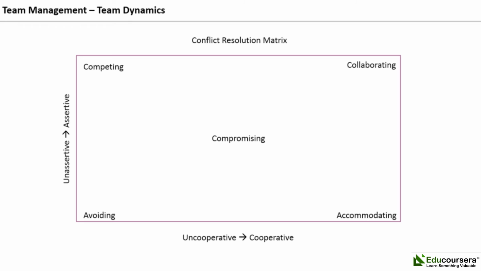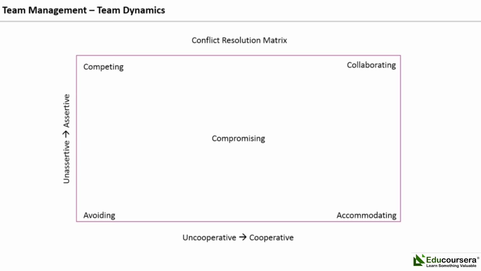Accommodating is unassertive but cooperative. The individual yields to the wishes of others. You win, I lose. Competing is assertive and uncooperative. The individual tries to win, even at the expense of others. You lose, I win.